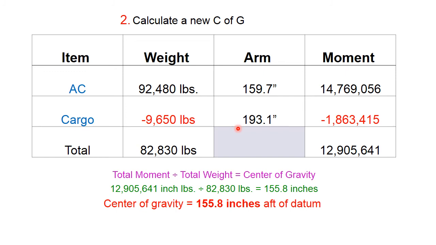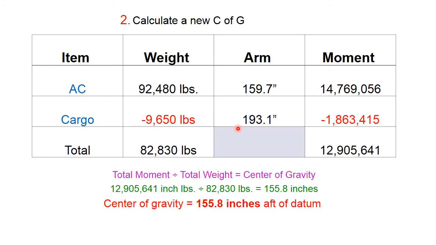The second step in this process is to calculate a new center of gravity after the cargo has been removed. To do this, we will again use our item, weight, arm, moment chart. The two items in this chart will be the weight of the aircraft before the cargo was unloaded, and then the cargo itself. The aircraft itself before the cargo was unloaded weighed 92,480 pounds, and its center of gravity we found out was 159.7 inches. The cargo, we removed 9,650 pounds.